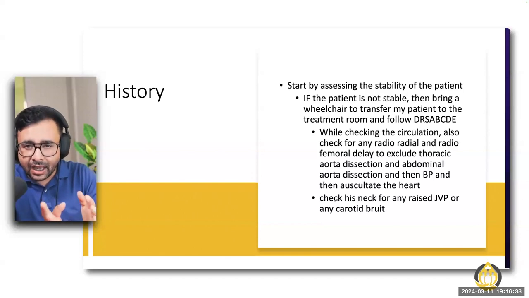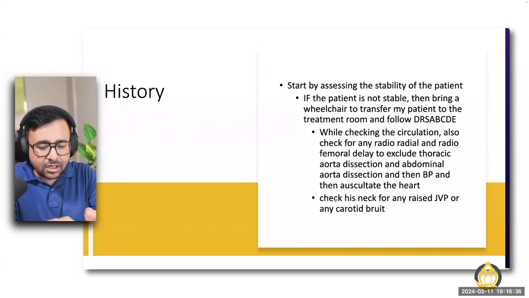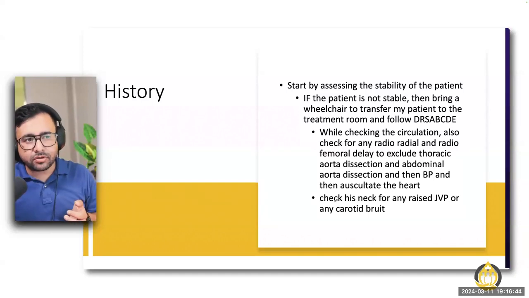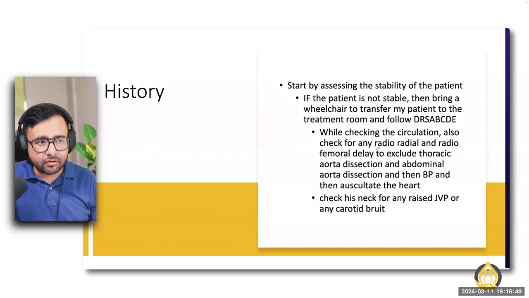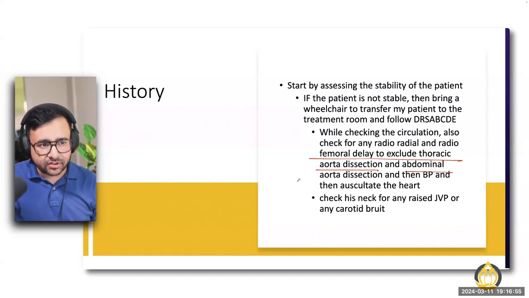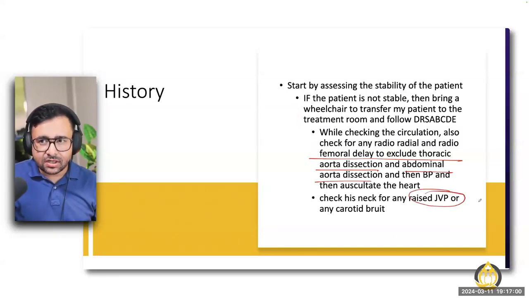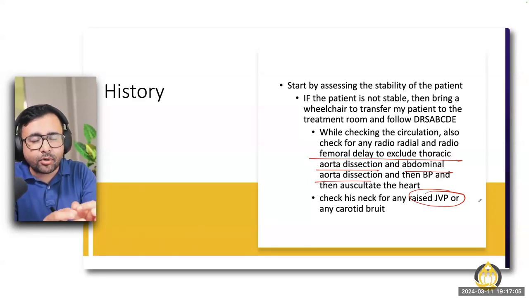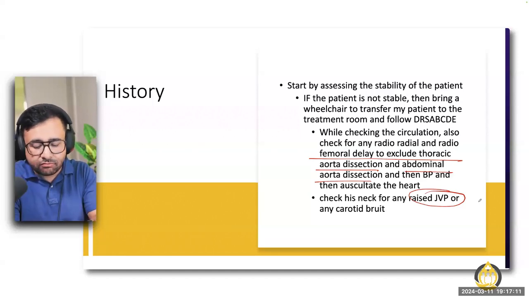And in DRSABCDE, in addition to what we discussed earlier, try to incorporate a few relevant points for your presenting complaint in the exam. As an example, let's say that we are talking about circulation in a patient who is presenting with chest pain. It might be relevant for you to include radioradial and radiofemoral delay to exclude thoracic aorta dissection or abdominal aorta dissection. And then you might say that I want to check the JVP at the same time when I'm doing this. So this way, not only are you doing the airway, breathing, circulation, you are also integrating the possible positive findings of the patient as well. And that makes it sound more relevant.